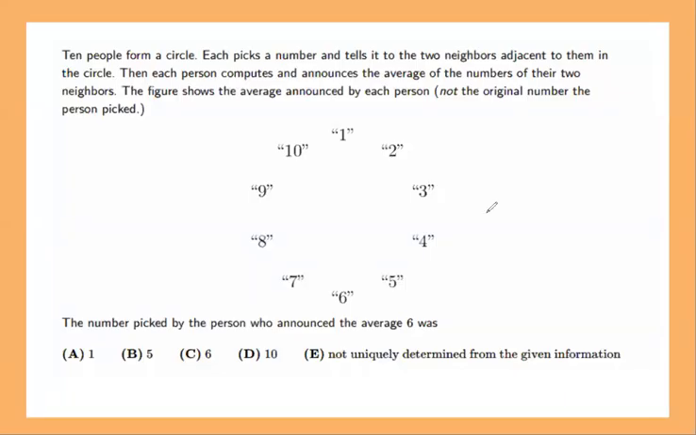Hello. We have a really nice equation problem. 10 people form a circle. Each person picks a number and tells it to the two neighbors adjacent to that person. Then every single person in the circle takes the average of the two numbers they receive from the neighbors. The figure shows the average computed by each person, not the original number each person picked. Based on this, what is the number picked by the person who announced the average 6?